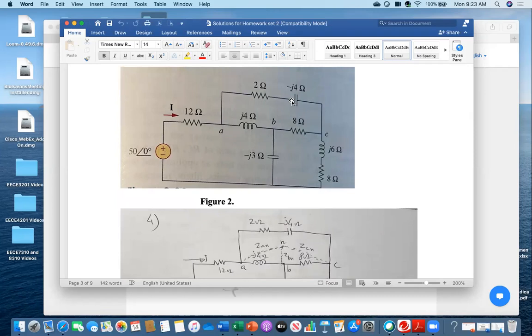This is a delta. You see, between A and B there is one component, between B and C there is one component, and between A and C there is one component, in series form, 2 minus j4. So that's why first you have to convert into Y. Between these two, you will get one component. Between this one, you will get one component. And between this and this branch, you will get one component.